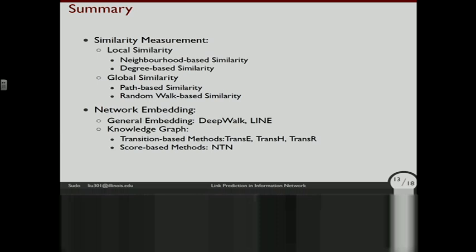So generally, for feature-based link prediction problems, we cover two parts. The first part is the basic one, which includes local similarity and global similarity. Also, for the modern approaches, we do embedding in a large-scale network. For the homogeneous information network, we could use the co-occurrence approximation. For the knowledge graph, we could use the transition-based method or the score-based method to do the dimension reduction.